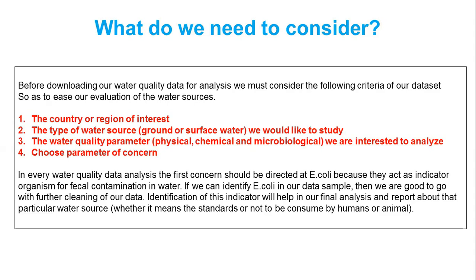So that is our basis, because if we want to monitor any water source, we should check first for fecal contamination. Which indicator is the best to use if we are doing our test? It is E. coli. So if we can identify E. coli in our data sample, then we are good to go with further cleaning of our data. We are going to see all of this in practice as I start showing how we can do it. So identification of this indicator is in our final analysis and report about that particular water source.